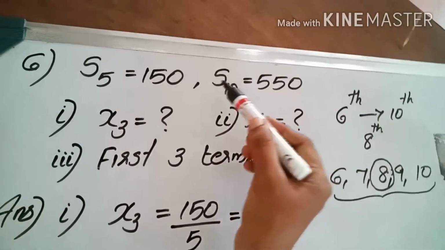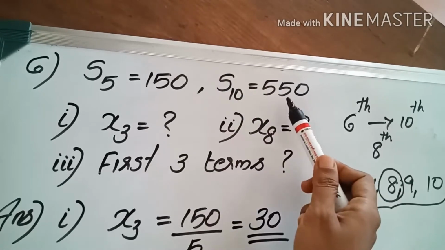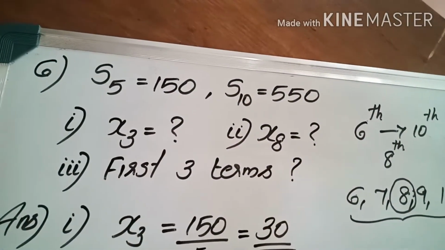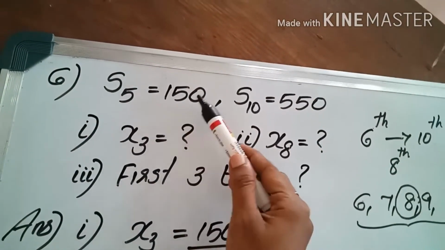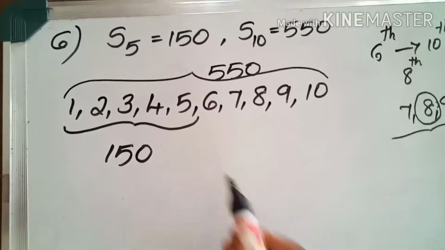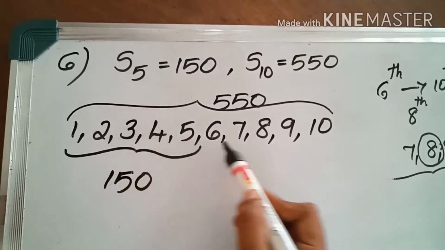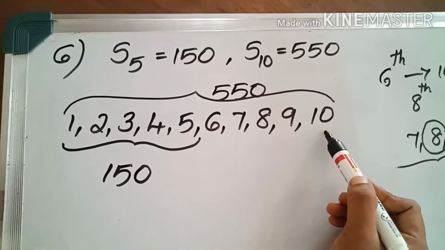Here, the sum starting from the first term to the 5th is 150. From 1 to 10 terms, the sum is 550, given. Here the sum of terms 1 to 5 is given as 150. So for that, let's subtract this 150 from 550. I will show you. Listen, here these are the first 10 positions. I am not writing the numbers here, only positions. First, second, third, up to 10 positions.